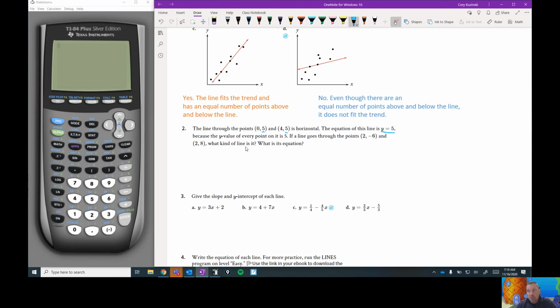If a line goes through the points (2, -6) and (2, 8), what kind of line is it? Well, x is 2, x is 2. Its equation is x equals 2, and it is a vertical line.